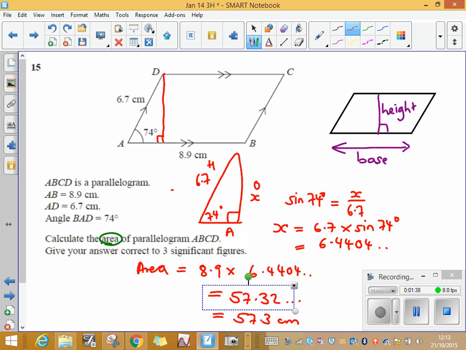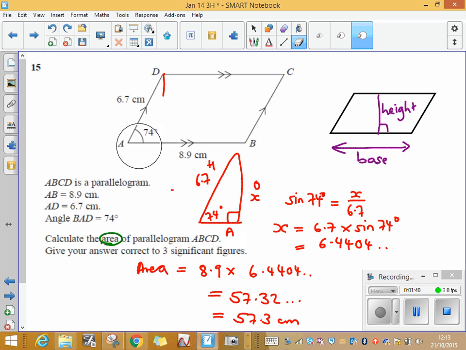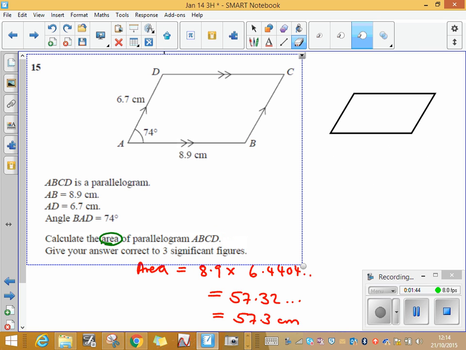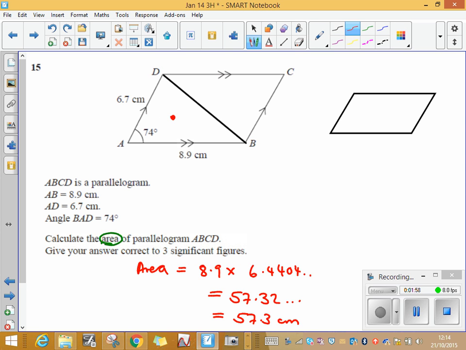Now there's another way of doing this, so if I just rub out some of what I've done here, instead of using the formula, I have realized that the parallelogram itself could be split into two halves. If I just draw that line in that goes from there to there, and because of the properties of parallelograms, this triangle here is going to have exactly the same area as this triangle here. And I have a formula for working out the area of a triangle.